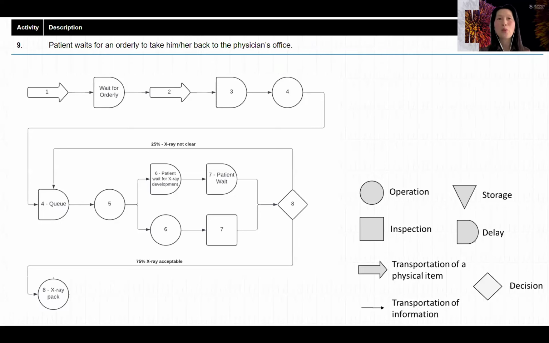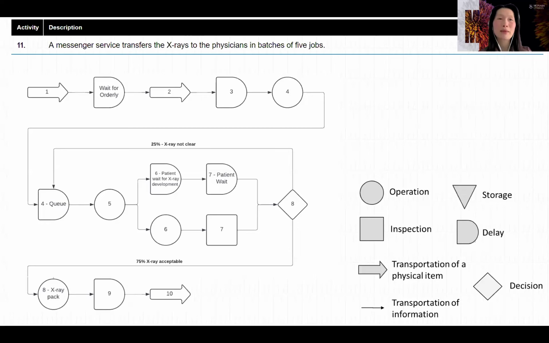Next one is the patient need to wait again for the orderly to take them back to the office. So here it's very clear, it's a delay. And then patient is taken back to the office by the orderly. So now you guys should know this is another transportation back to the office.